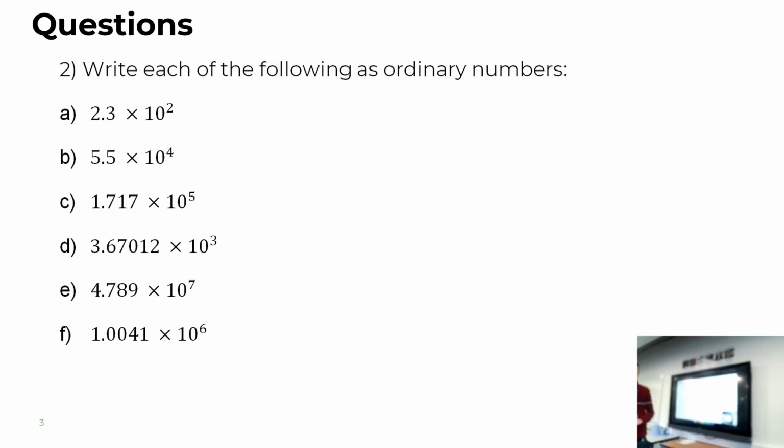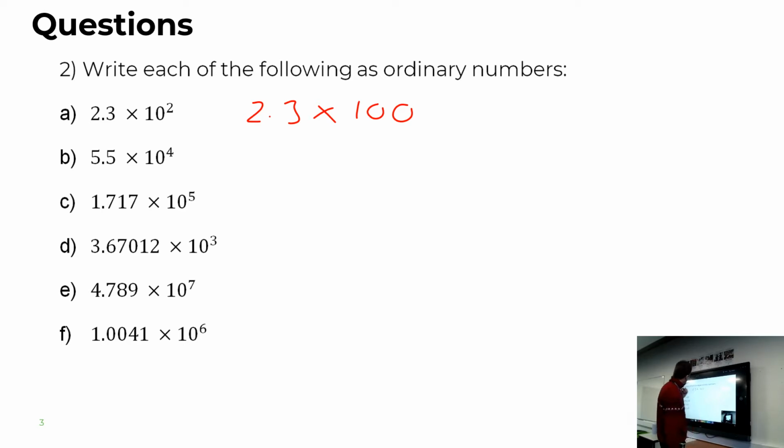Okay, so pause the video and see if we can convert from standard form to ordinary numbers. So let's have a go. So we've got 2.3 times 10 squared, so that's 10 times 10. So that's going to be 100.